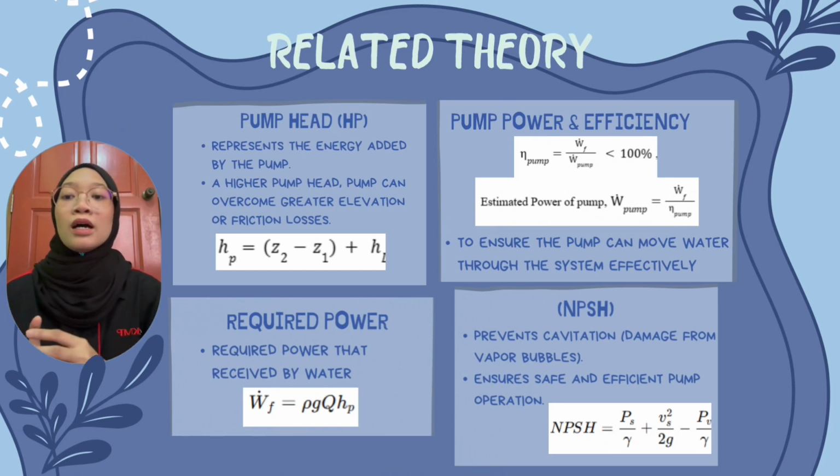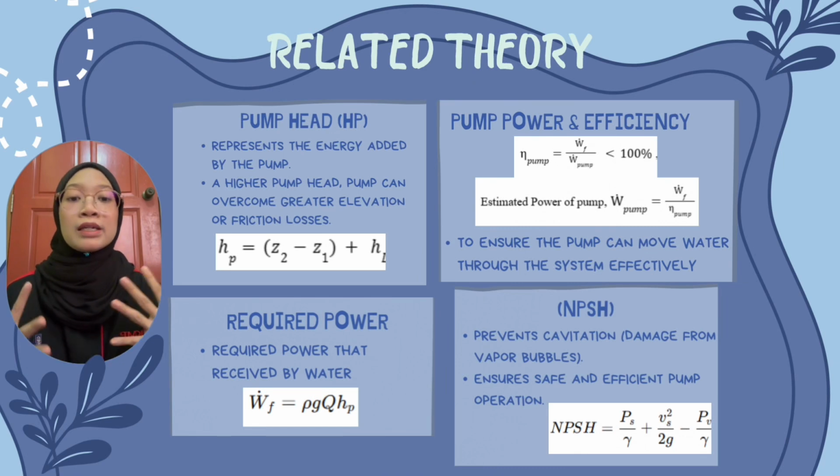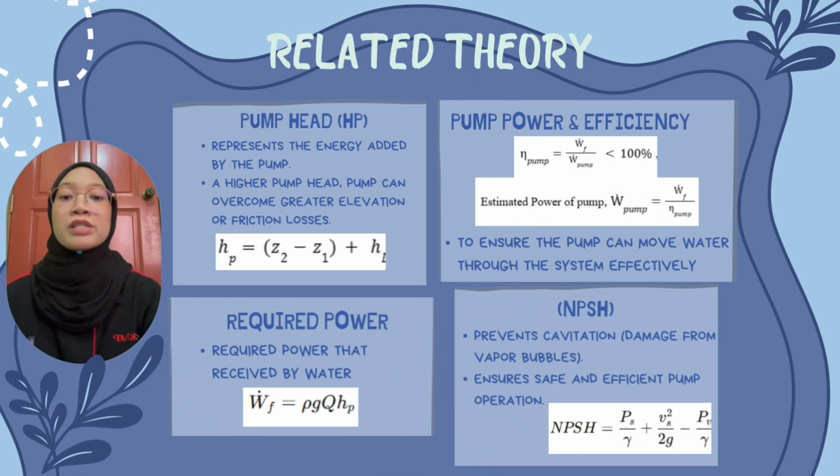Last but not least, to prevent any cavitation in the piping system that can be damaged by the vapor bubbles, we need to determine the net positive suction head, which is NPSH, to ensure more safety and efficiency during pump operation. So NPSH is equal to suction pressure over rho g, plus V squared over 2g, minus the vapor pressure over rho g.